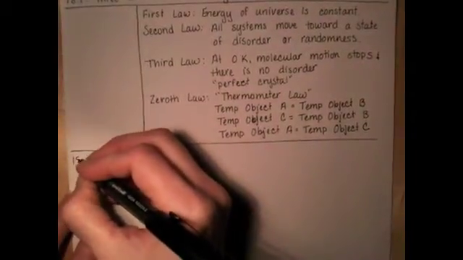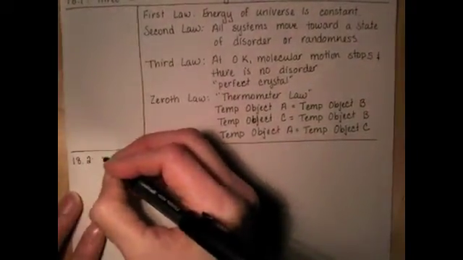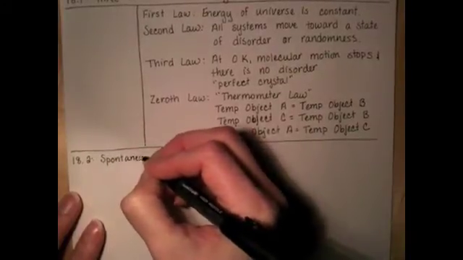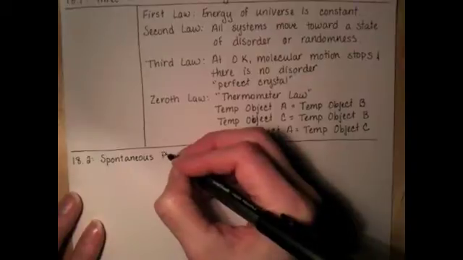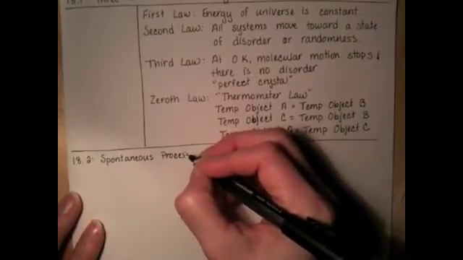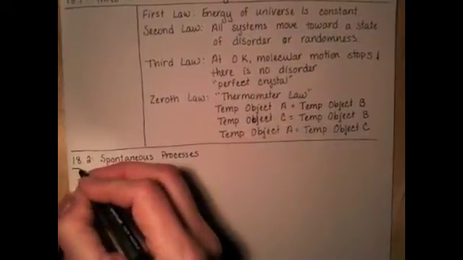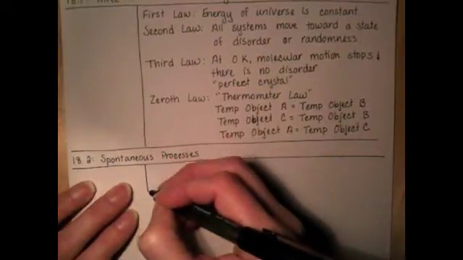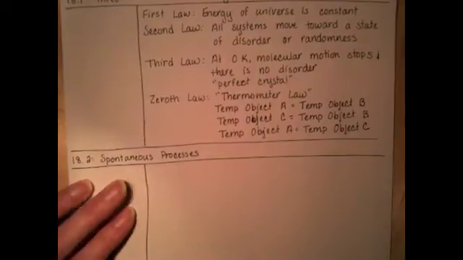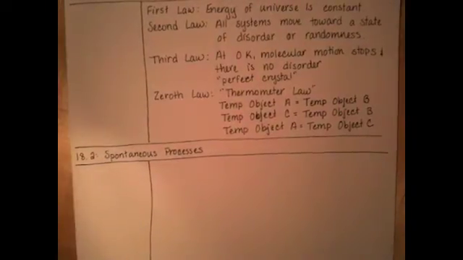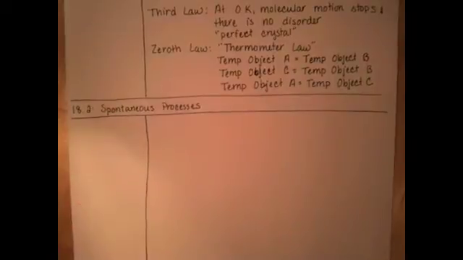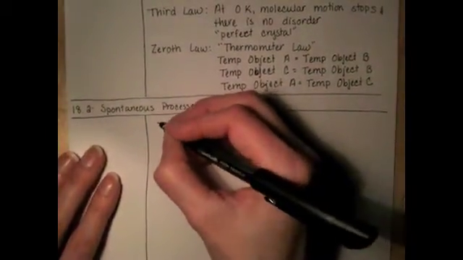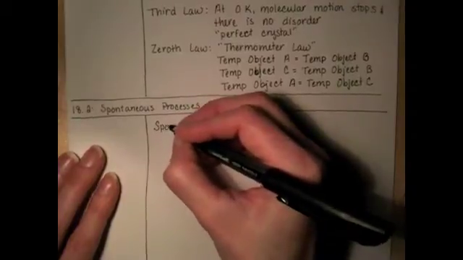The next section that we're going to cover is 18.2, and it is on spontaneous processes. So first, a definition. A spontaneous process is a process that occurs without the addition of extra energy from the surroundings.